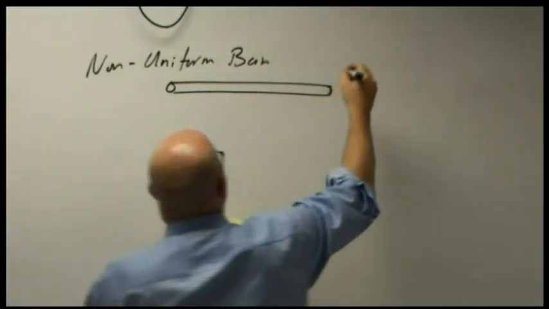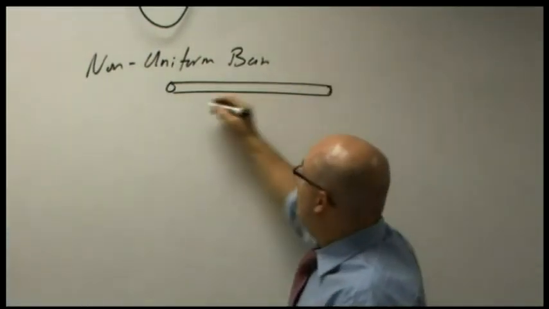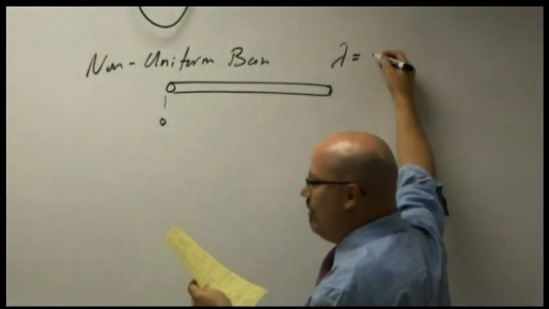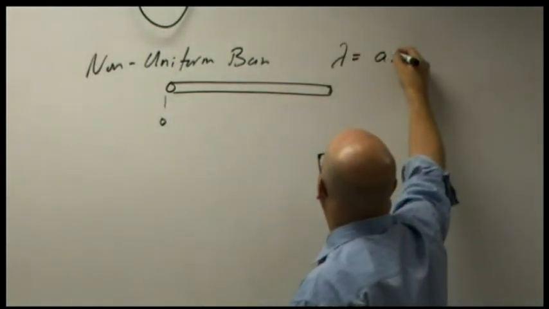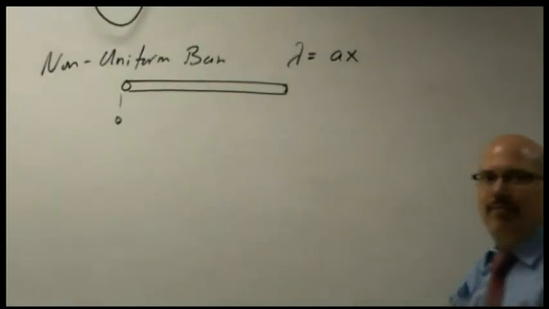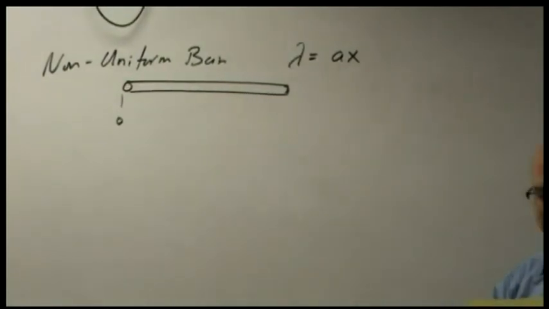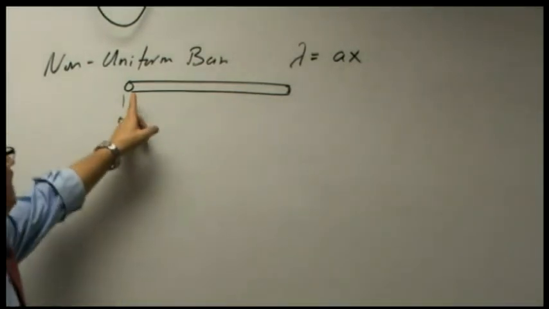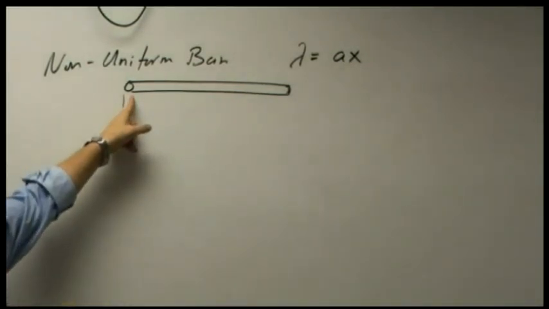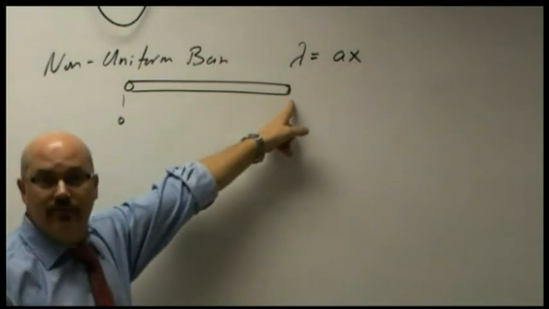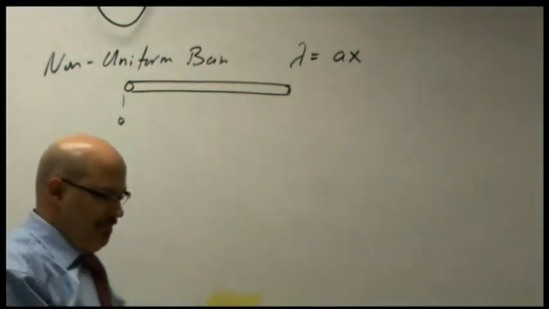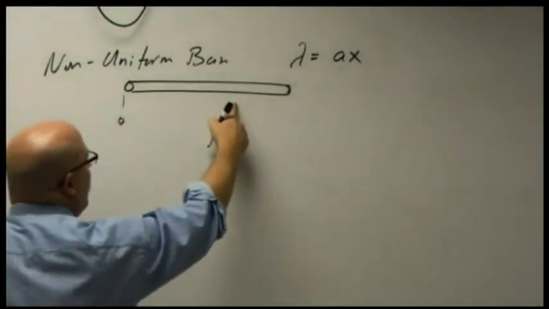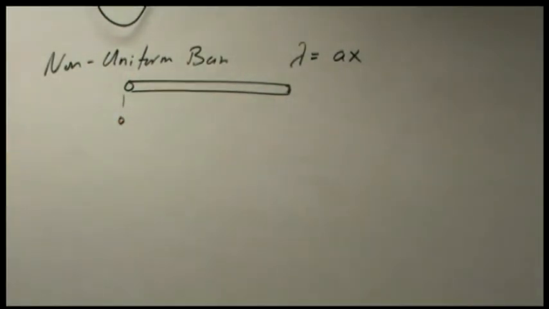Here's my non-uniform bar. I'm going to call this side 0. Lambda is the linear mass density, A times x. Remember, lambda is the linear mass density. So at this end, there is no mass. And at this end, it's very heavy. I want you to tell me, starting from this end, how far over do you go to find the center of mass?